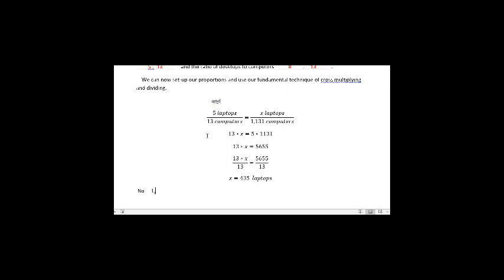And if we take away the 435 laptops, what's left is desktops, which is 696 desktops. Okay. So I put those in. There's 435 of those, and there is 696 of those.